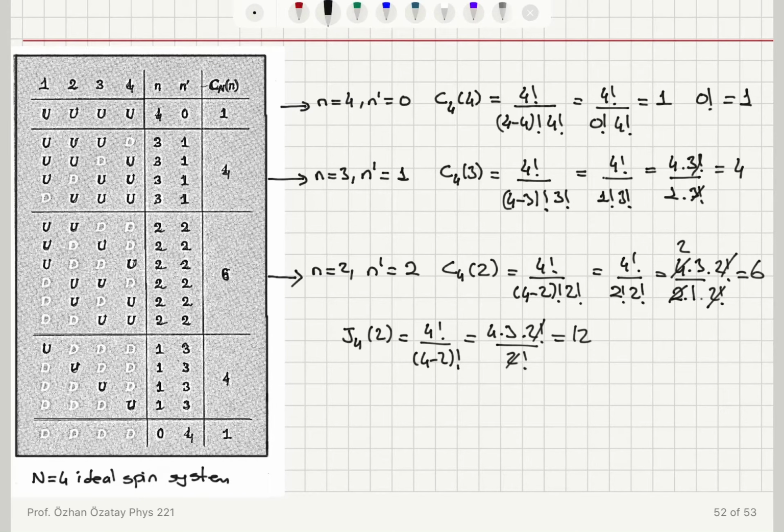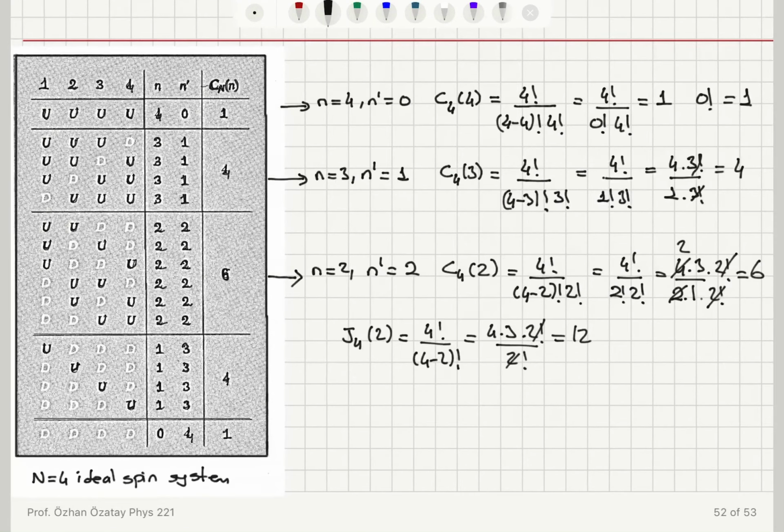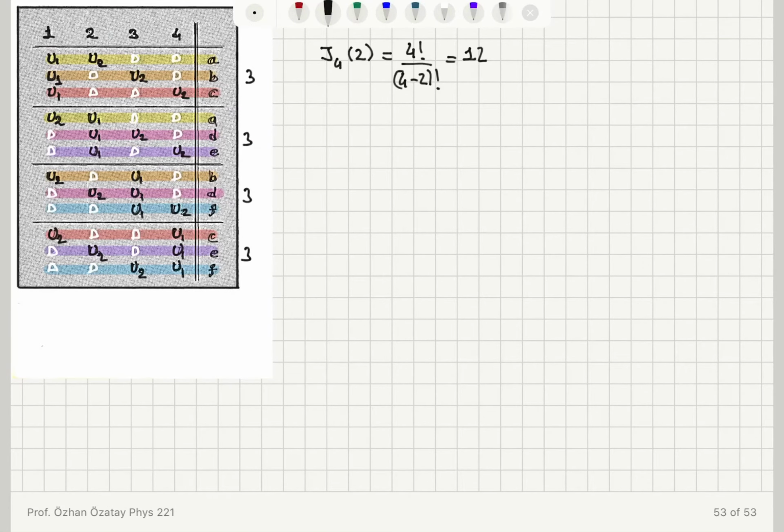So let me clarify what I have done here with the following example. I'm considering the number of distinct entries for 4 spins taken 2 at a time. It is 4 factorial divided by (4 minus 2) factorial. So this is equal to 12. So that's exactly what I did just now. Now I want to figure out why I am overcounting this number of distinct entries.